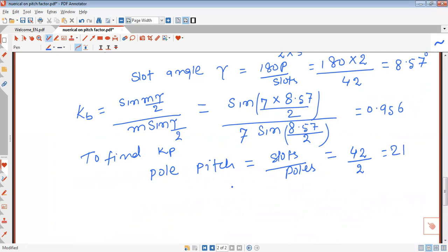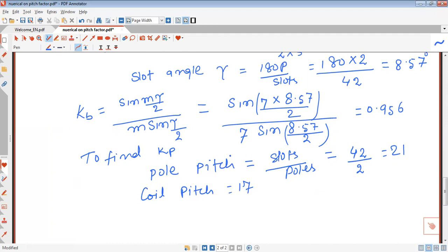And the coil pitch is how much? Coil pitch is given as 17. Coil pitch of 17 means once one side of the coil is put in one slot, then after leaving 17 slots, another conductor will be placed there. This is the meaning of 17.